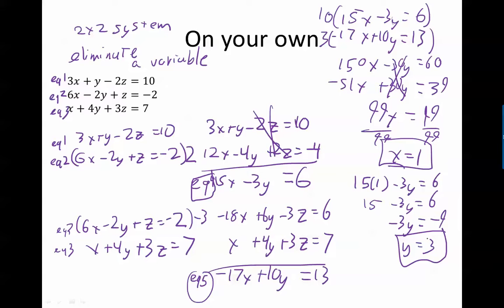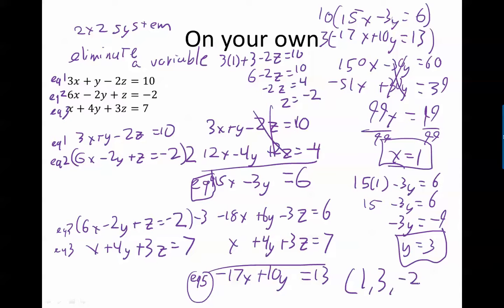Great. One last thing to plug in, and I'm going to do it up here. I take that first equation, 3 times 1 plus 3 minus 2z equals 10. That's 6 minus 2z equals 10. Negative 2z equals 4. So z equals negative 2. So there it is. There's my final answer. 1, 3, negative 2.